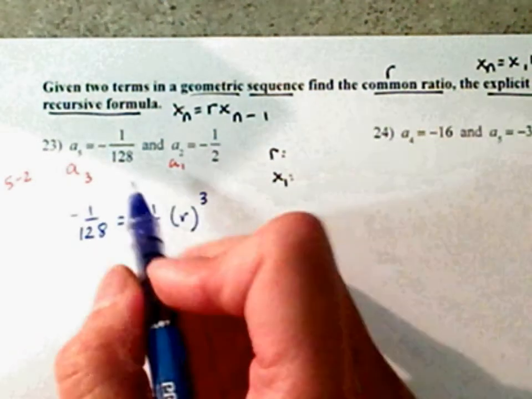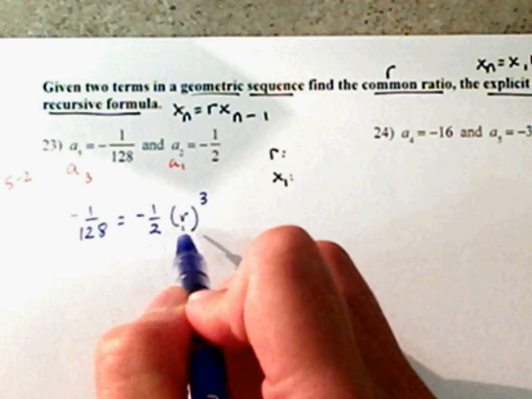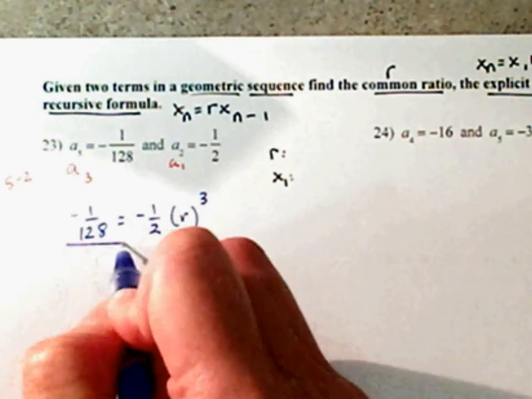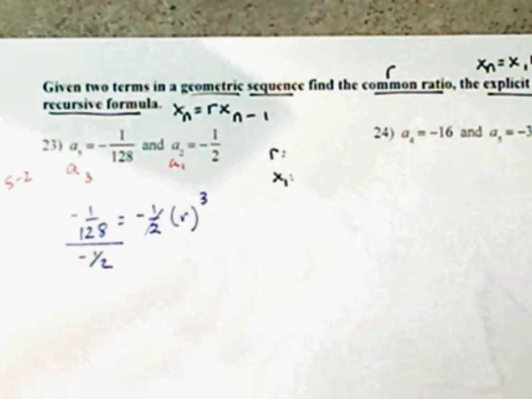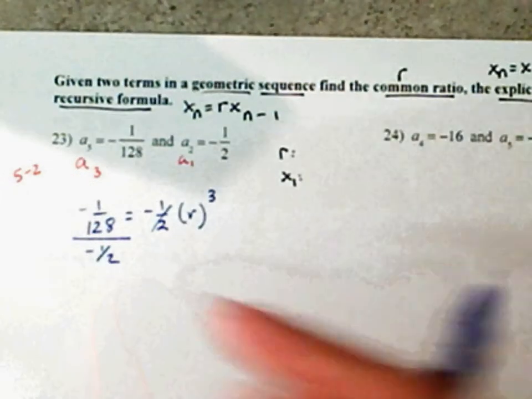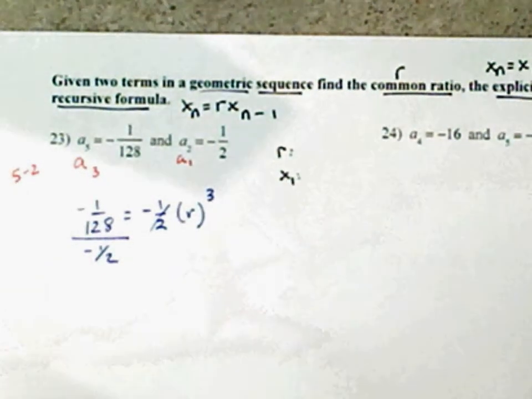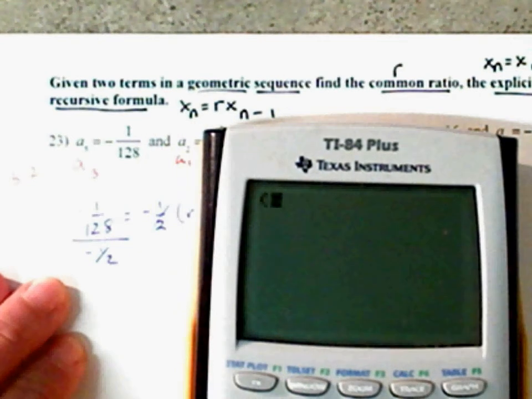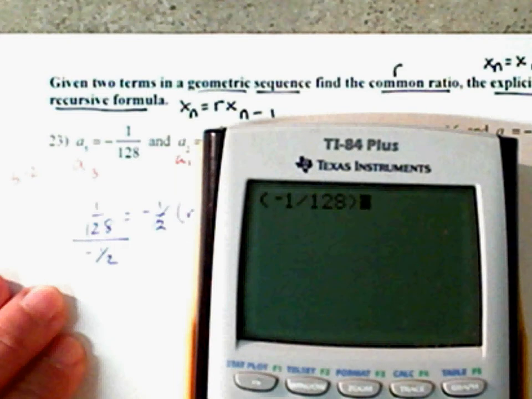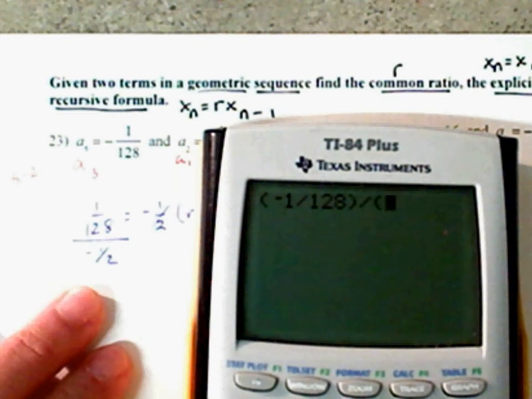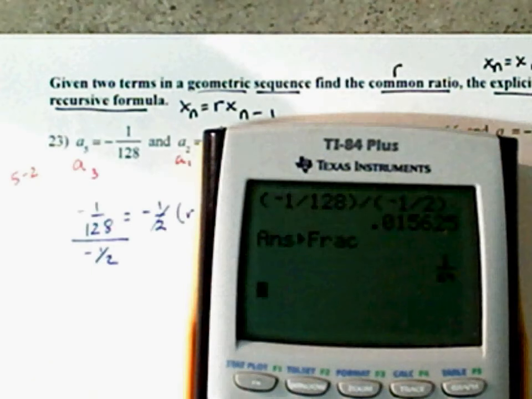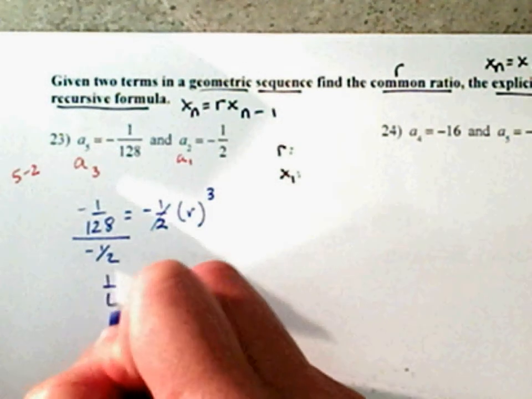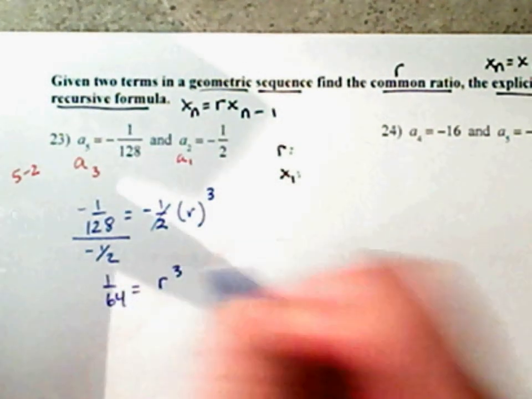Okay. Well, what's opposite of negative 1/2 times something? Well, it's divide, so I'm going to divide by negative 1/2. All right. Now, when you divide, you can actually take the reciprocal, or you can just use your calculator to do your work for you. I'm just going to use my calculator. So I'm going to type in parentheses, negative 1 divided by 128, parentheses, divided by negative 1 divided by 2, hit math, and that comes out to be 1 over 64. So 1 over 64 is equal to r to the third.